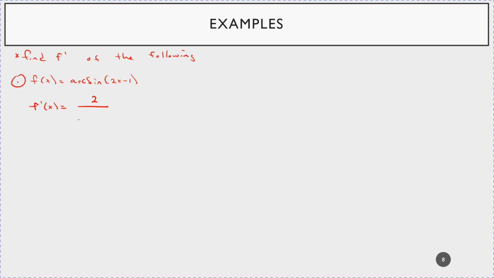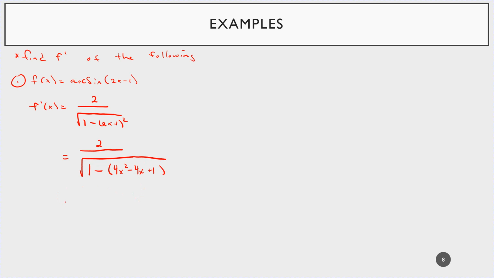So this is the square root of 1 minus u squared, and my u here is 2x minus 1. All right, so what you have to now do, unfortunately, is clean this up. So this is 2 over the square root of 1 minus, and then when you square this out, you end up getting 4x squared minus 4x plus 1.